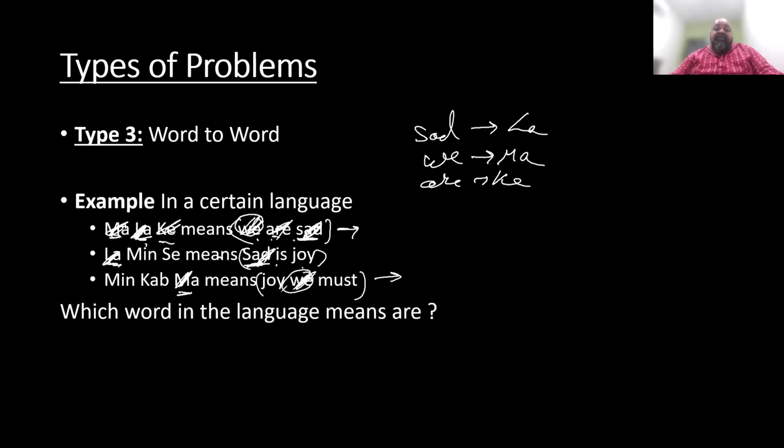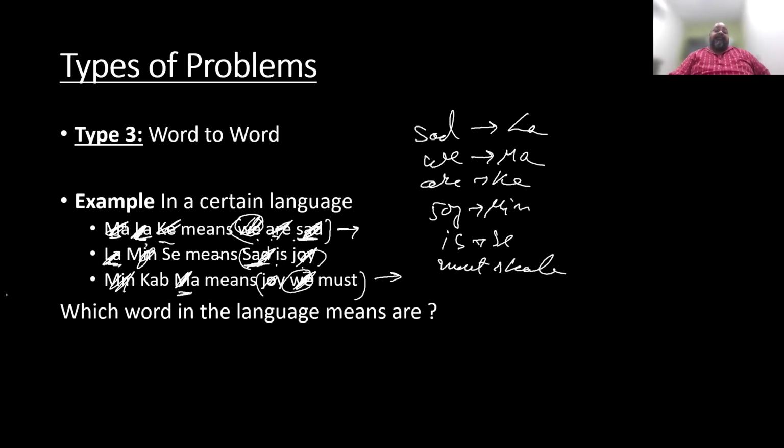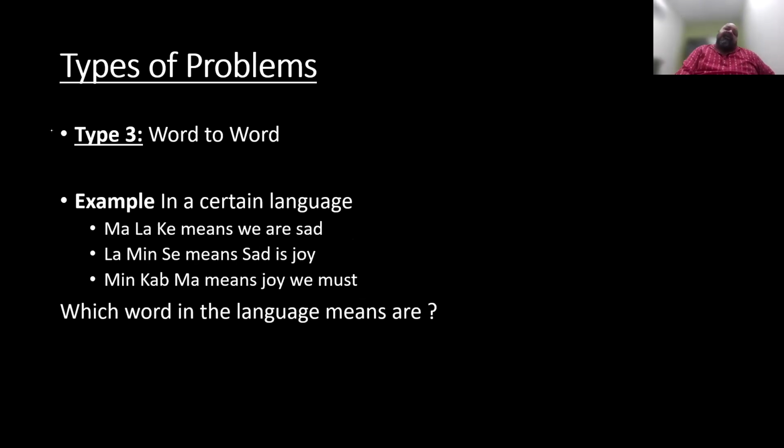Again, we compare these two. Is joy, joy must. Joy is common. In the code, min is common. So the code for joy will be min. And the moment that happens, we have one word left. Is becomes se and must becomes kab. That is how word-to-word coding will happen. Compare the phrases for common words, compare the codes for common code, and attribute the codes.